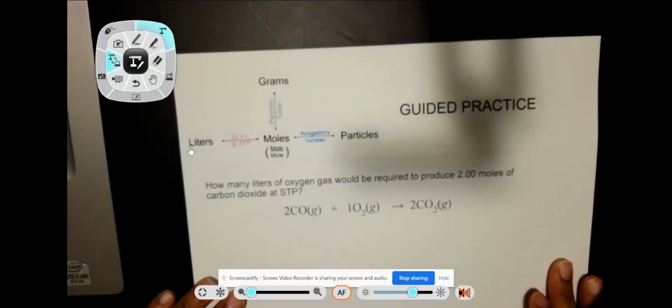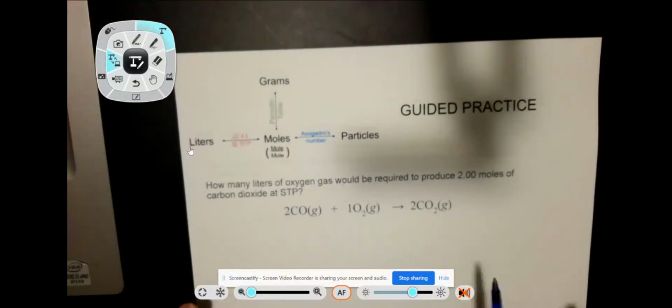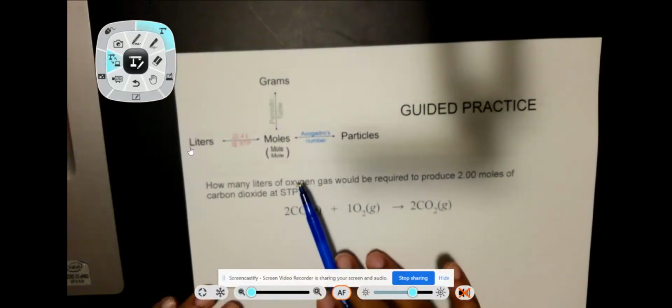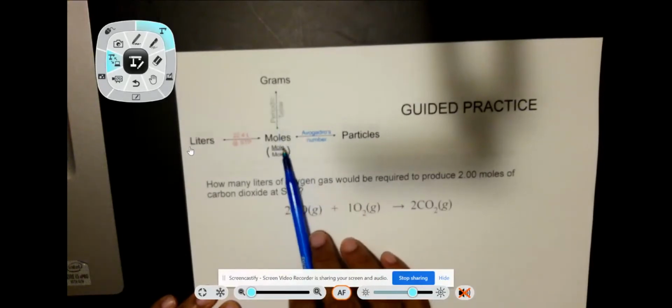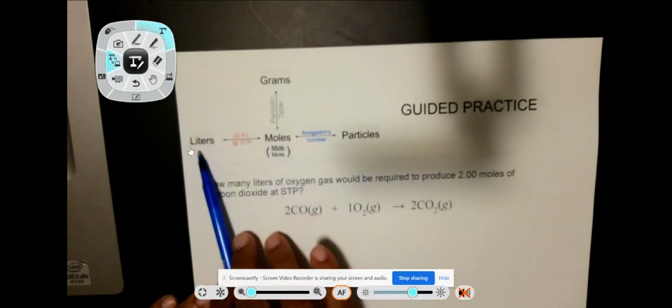All right. So just as we go, this is my chart. When I go from moles to grams, I'm going to use the periodic table. When I go from moles to particles, I'll use Avogadro's number. And the one we're going to be focusing on today is going from moles to liters. So let's look at our first question.